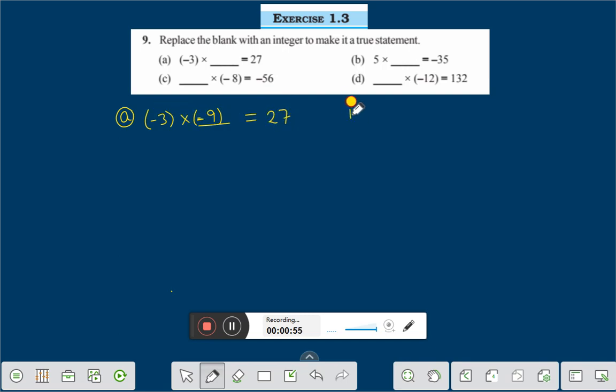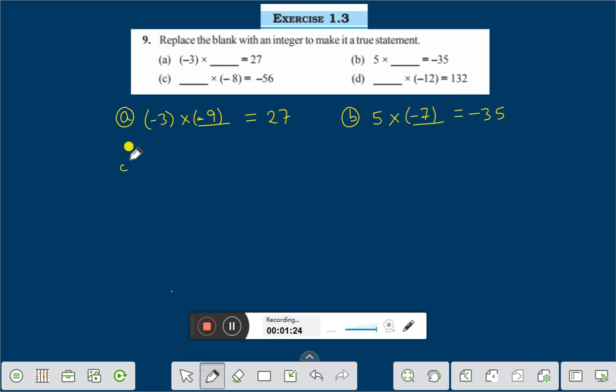Now question number B is: 5 into blank is equal to minus 35. Here there is a minus sign, that means this will be minus, because minus into plus is minus, and it is 7, because 5 into minus 7 is minus 35. That is plus into minus is minus, and 5 into 7 is 35.